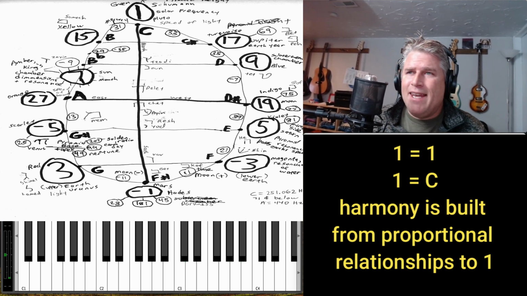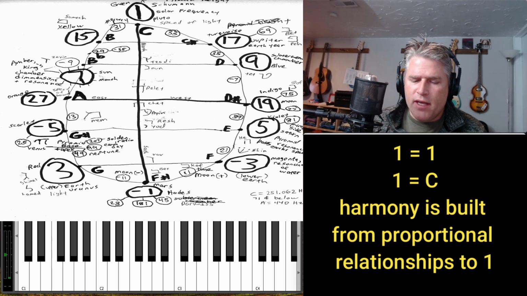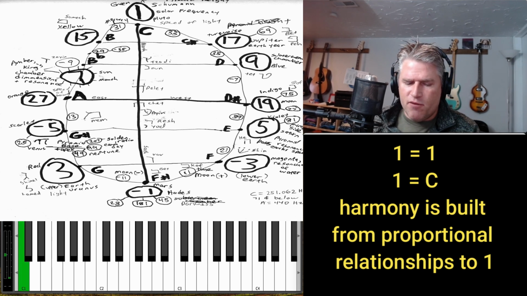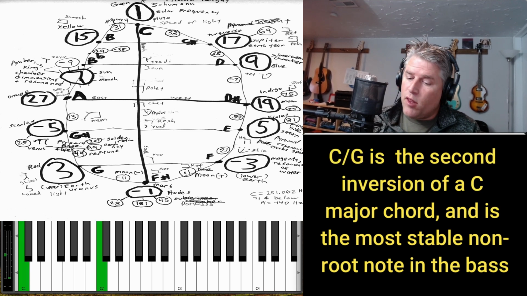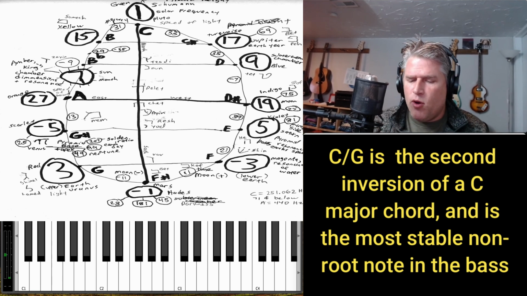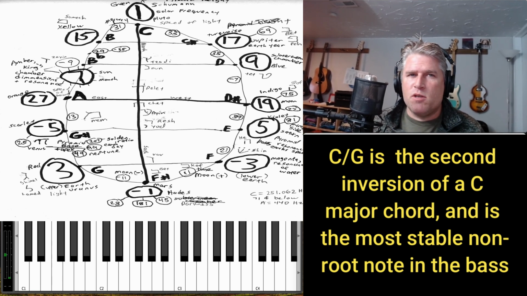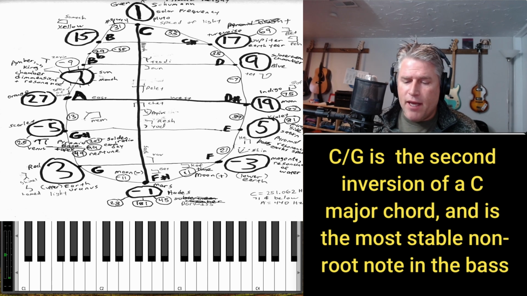So what is the next most popular or consonant alternate bass note? Let's look to the harmonic series. The first harmonic is 1, and then the second harmonic is an octave. It defines the entire universe. But the third harmonic is what we call the perfect fifth. So that perfect fifth is the next most important harmonic or alternate bass note.